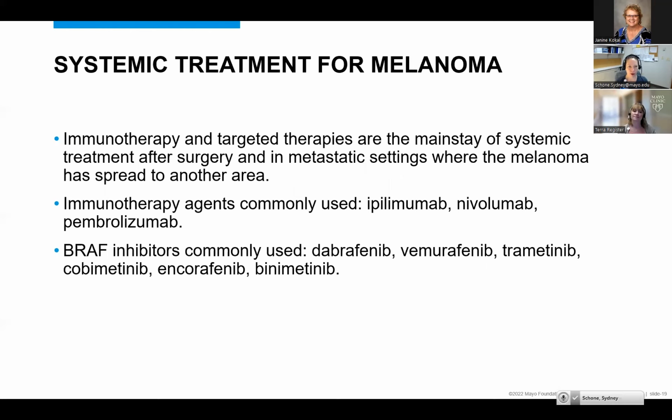Systemic treatment for melanoma is typically immunotherapy and targeted therapy. These are the mainstays of systemic treatment at this time after surgery and in metastatic settings where melanoma has spread to another area. Immunotherapy agents commonly used at this time include ipilimumab, nivolumab, and pembrolizumab. You may or may not have heard of these. BRAF inhibitors are also used as approximately 1/2 of cutaneous melanoma have this genetic mutation.